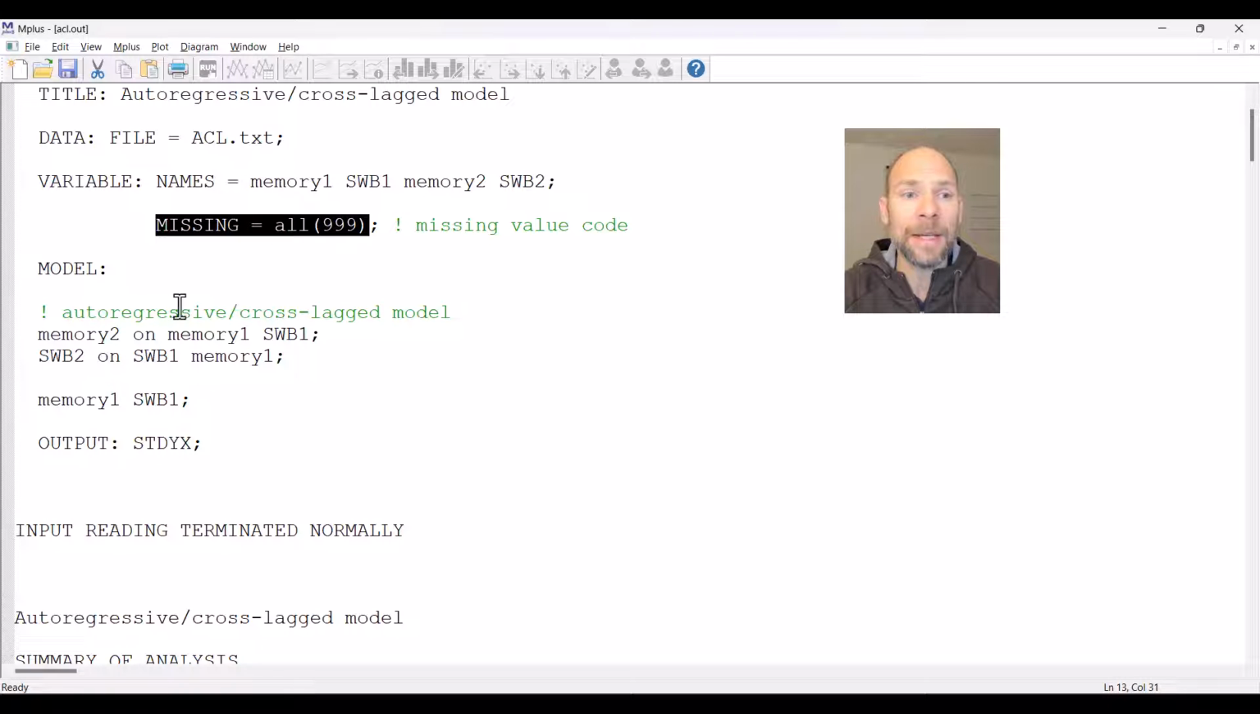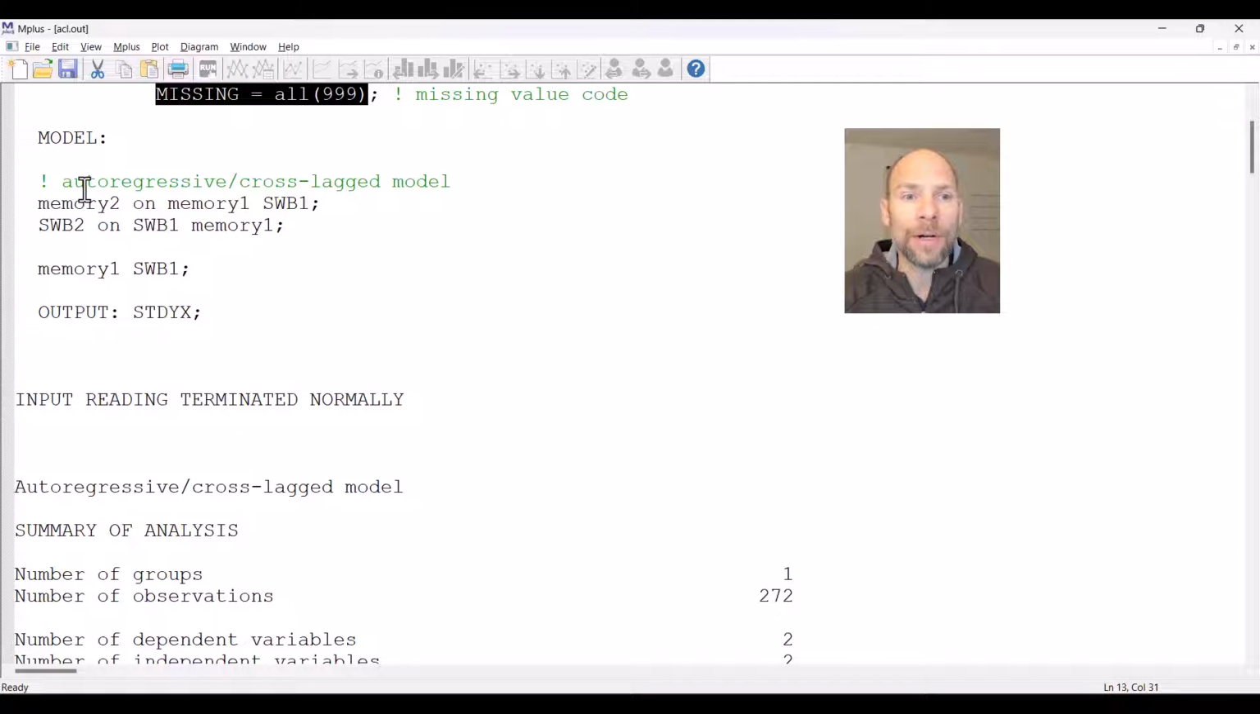In the model statement, I specified the autoregressive cross-lagged model, and so you can see that it's a special type of path analysis where we have multiple regression equations estimated simultaneously in this multivariate model. And so the first regression equation here is for memory 2. Memory 2 is regressed on memory 1, so that would be the autoregressive effect or autoregressive slope coefficient for memory regressed on itself across time.